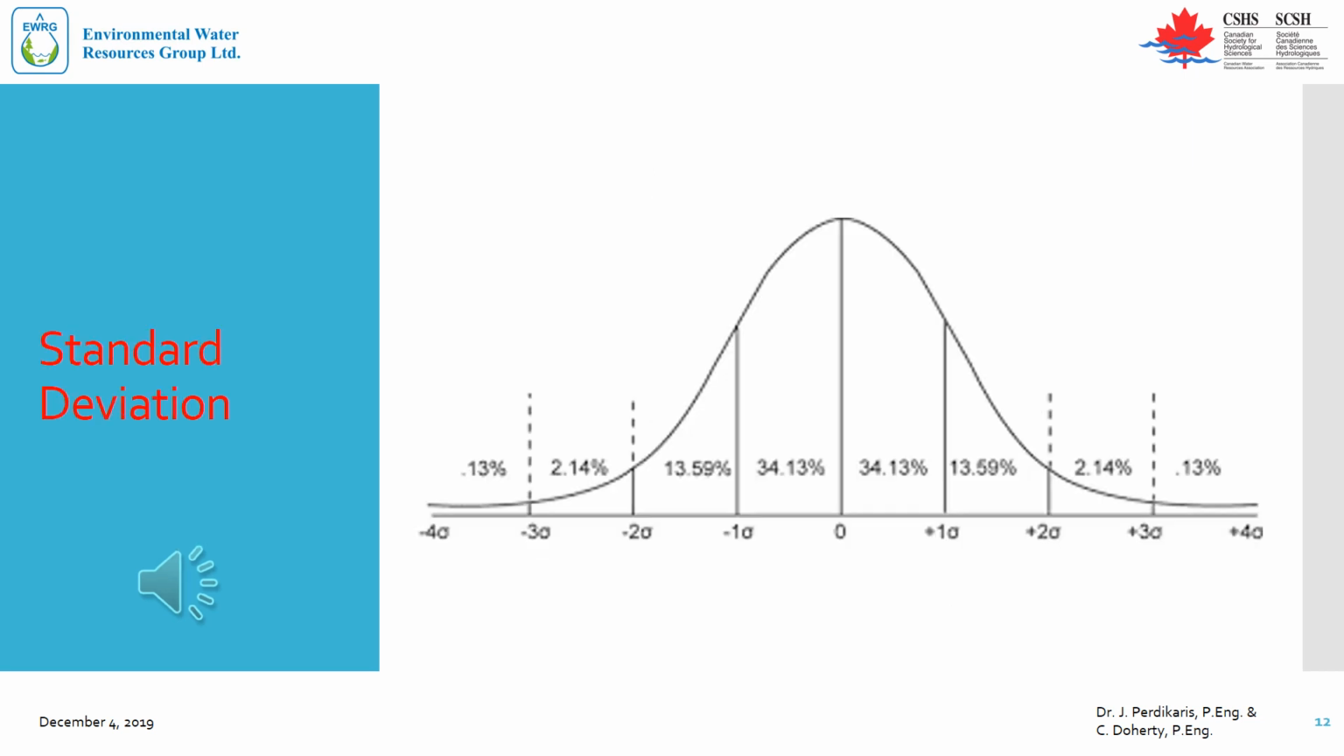The next moment we will discuss is the standard deviation. The standard deviation is the second moment of measurement to describe the data. The standard deviation is a measure of the dispersion or the spread of the data around the mean. The graph here shows a description of the standard deviation as it moves away from the mean.